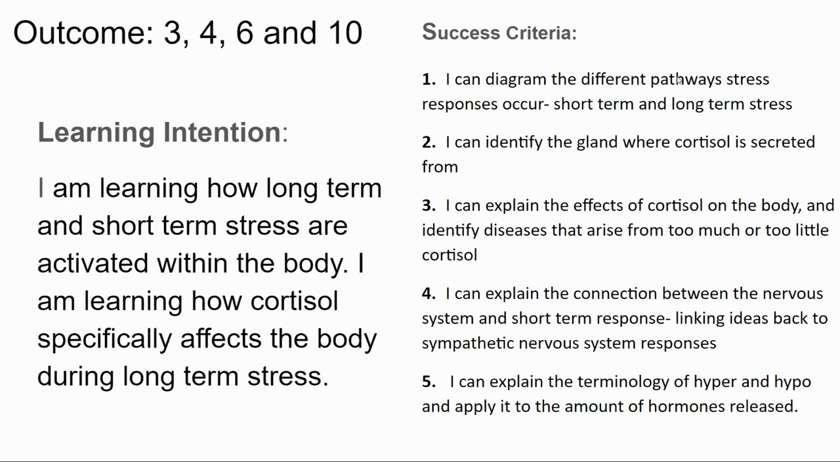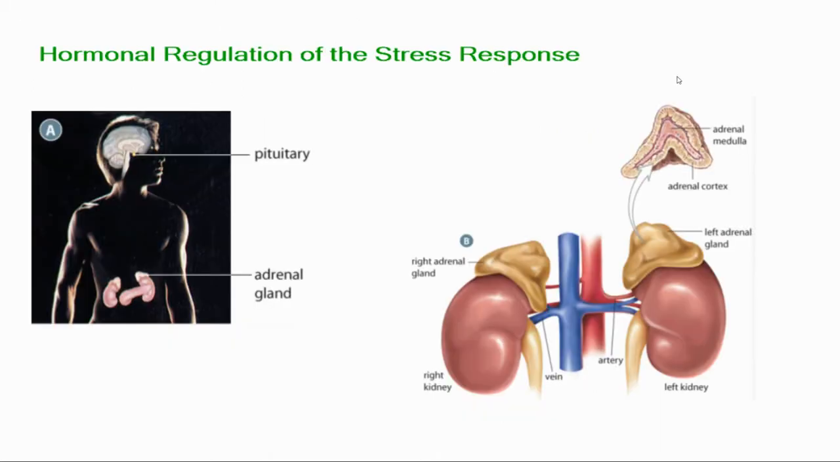So you should already have been able to diagram the different pathways of stress, short-term and long-term, and identified where cortisol is secreted from. Now we're going to look at what effects cortisol has on your body and what diseases arise from it, as well as make some connections between the nervous system with the short-term response and linking ideas back to the sympathetic nervous system. I also want you to continue learning about the terminology hyper and hypo when it comes to hormone release.